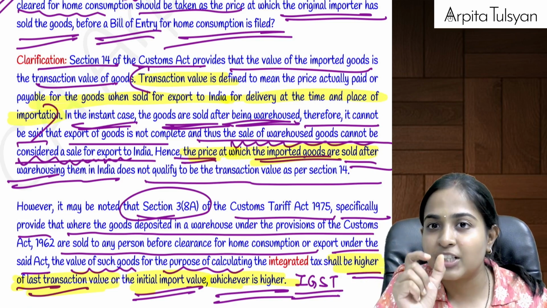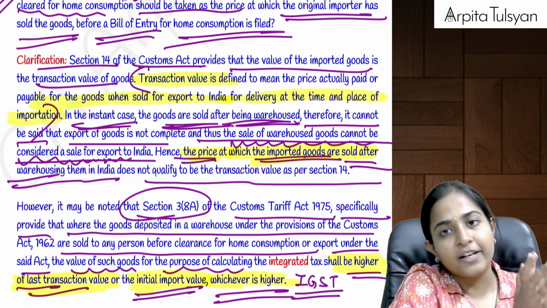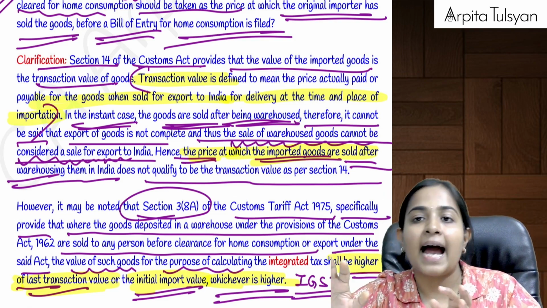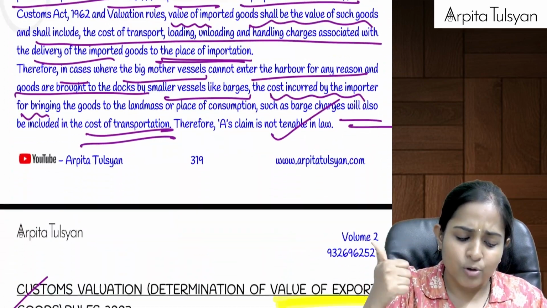So this is one such case where basic custom duty and social welfare surcharge will be calculated as per one value, whereas IGST and GST compensation cess will be calculated as per a different value. Are you clear with this?